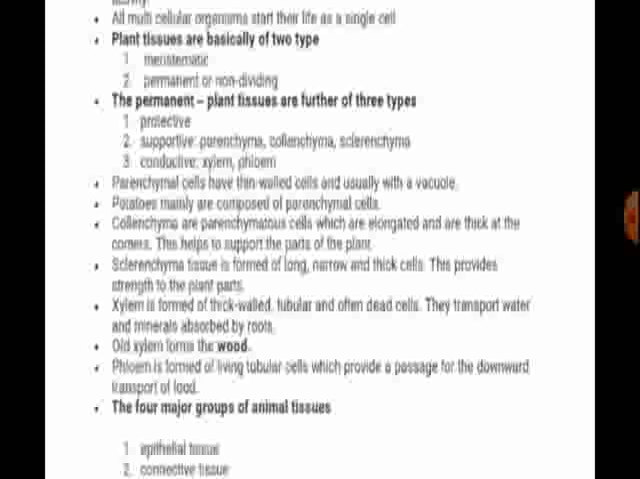Next, conductive tissue: xylem and phloem. First is xylem. Xylem is formed of thick-walled, tubular, often dead cells, and they transport water and minerals absorbed from the roots. Old xylem forms the wood of trees. Next, phloem is made of living tubular cells which provide the passage for the downward transport of food.